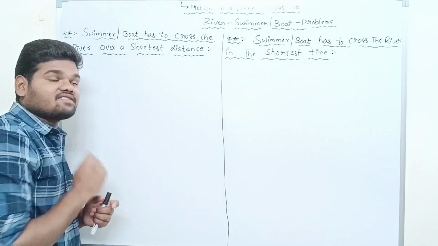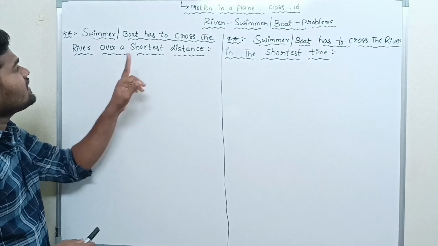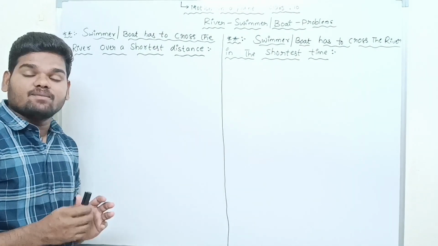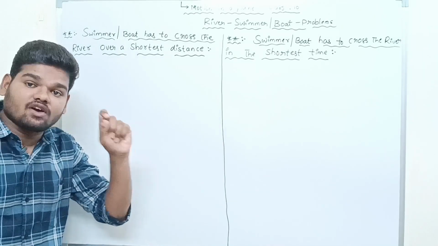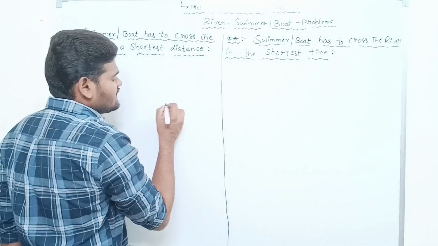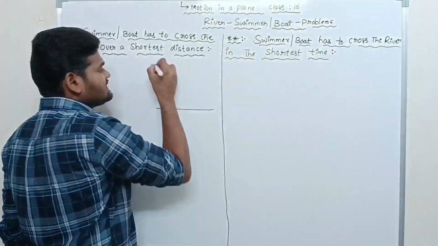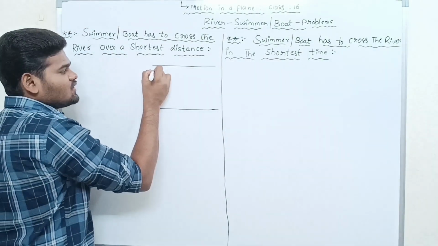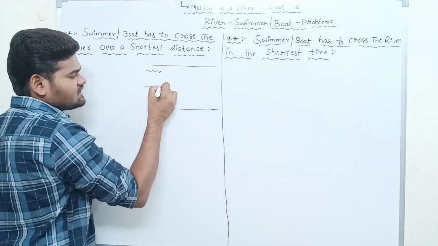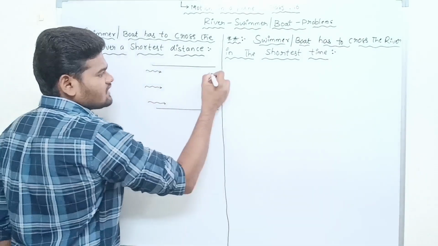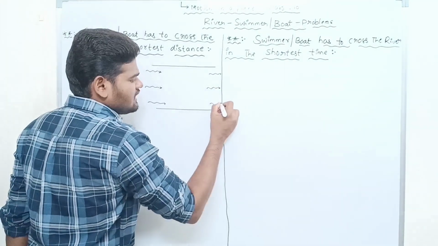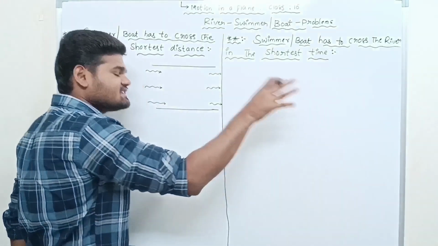These are the two important concepts that we have. What is our first concept? Swimmer or boat has to cross the river over a shortest distance. I'm taking the river. Have a look. Let us consider this is a river, and the river is flowing in this direction.